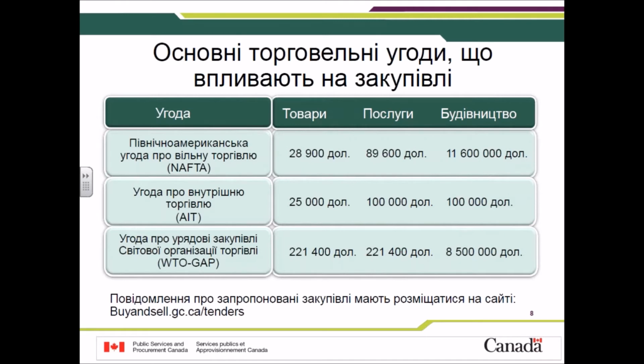The focus here today is on the WTO, whereby you can see for goods in excess of 221,400 Canadian dollars, businesses abroad, and if that WTO stamp is on our procurement contract that we post, is open to businesses abroad to compete for. Likewise, it's the same for services and for construction projects in excess of $8,500,000. These are the procurements that would apply for businesses in the Ukraine.